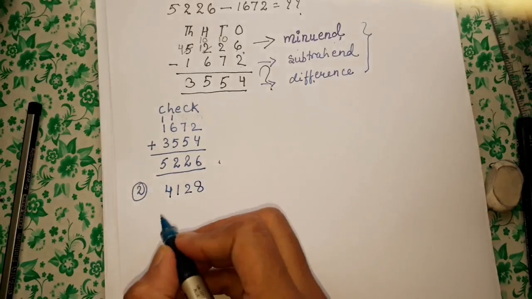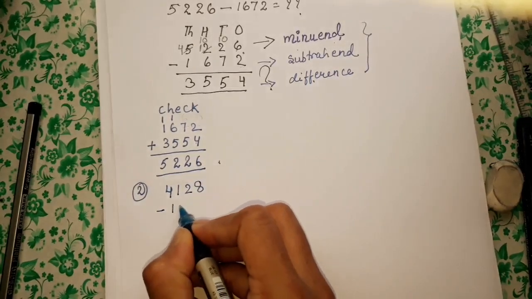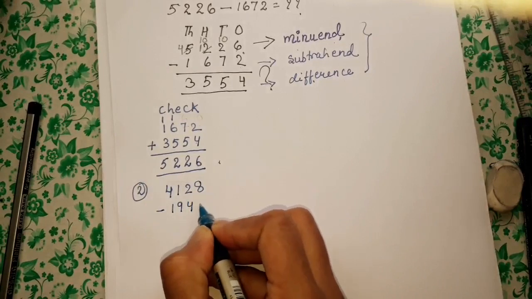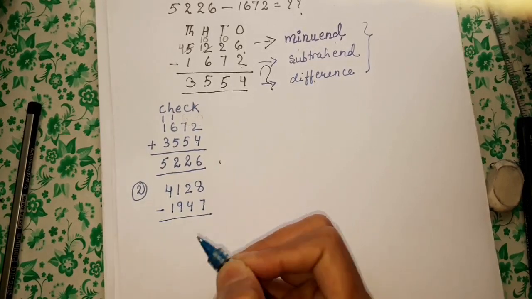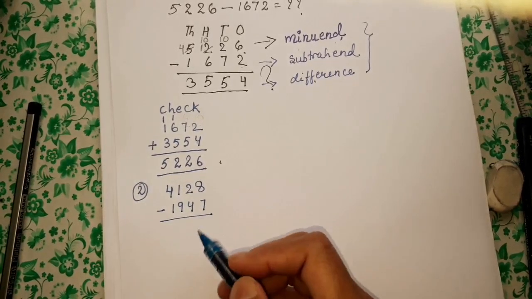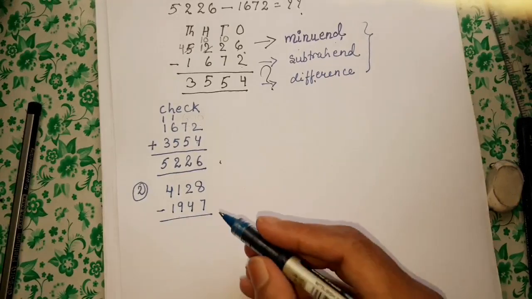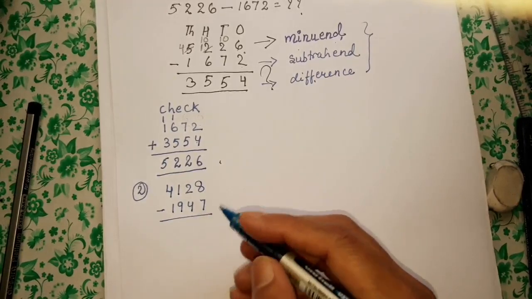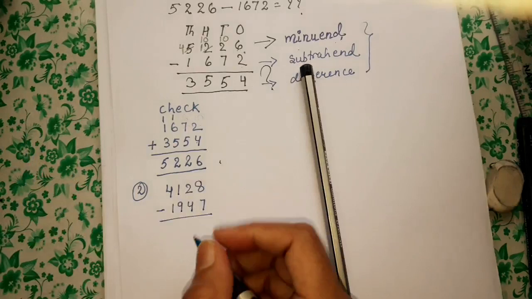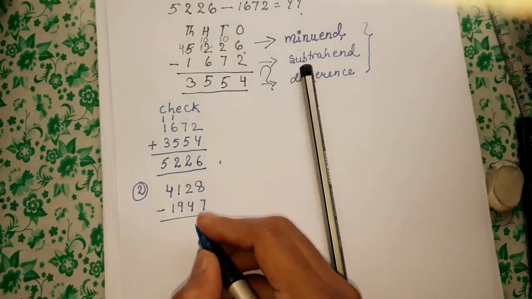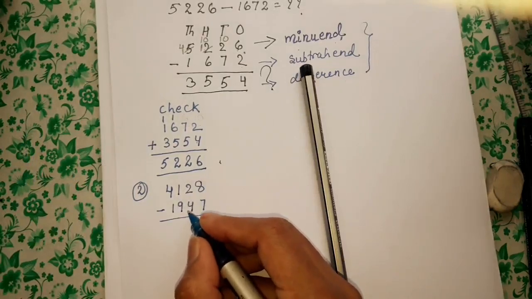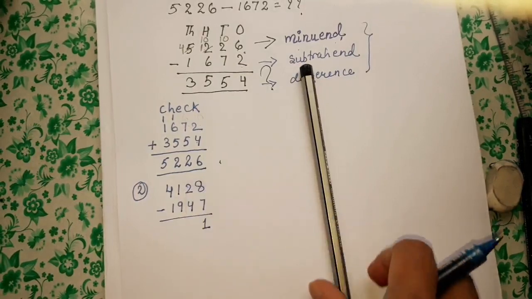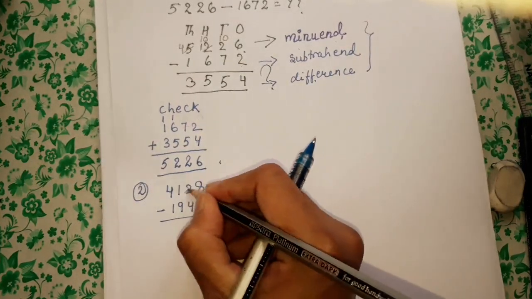4128. We have to subtract 1947 from that number. Now start your subtraction. When we subtract 7 from 8, we get 1. And here we are not able to subtract 4 from 2. So what we have to do? We have to take borrow.